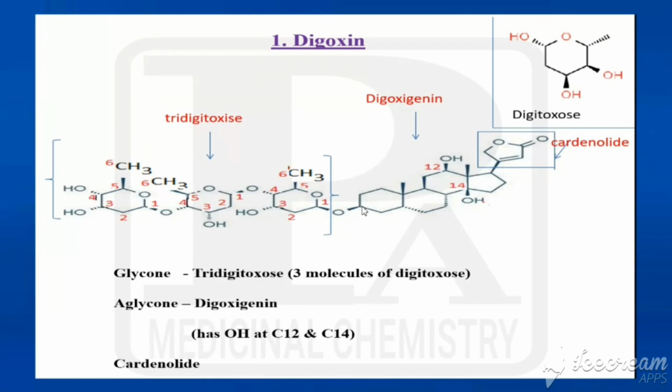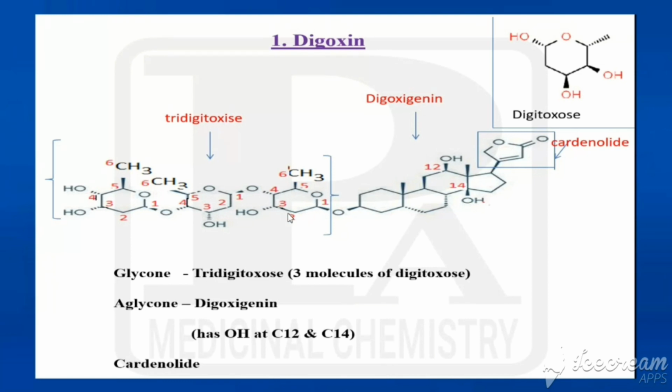Now come to the third position. At the third position it has a glycosidic linkage, and that linkage is connected to the sugar. What is the name of the sugar? That is called tridigitoxose. If it is a little tough to write this structure, then instead of this you can write tridigitoxose, or digitoxose 3 times, that is 3 molecules of digitoxose. How is it? Look at this.